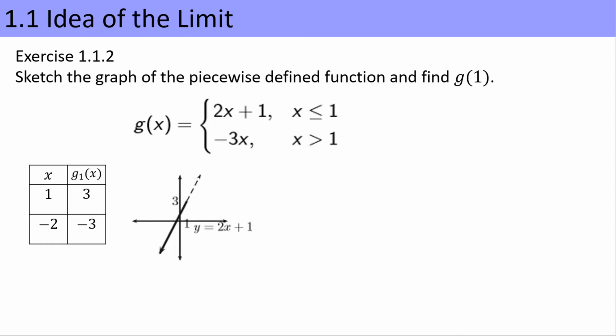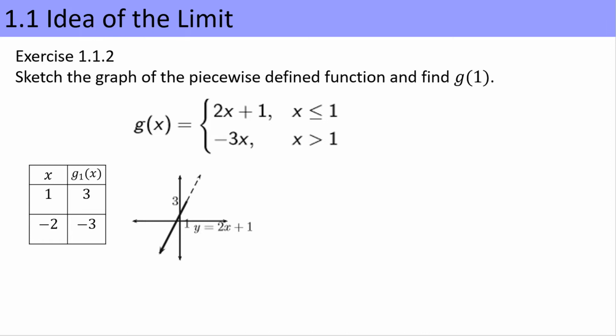Let's plot the ordered pair negative 2, negative 3 on the xy plane, and also the ordered pair 1, 3 on the xy plane. Connect those 2 points, and we observe that we get an increasing line that begins in the third quadrant, intersects the negative y-axis, while it is increasing, intersects the positive x-axis, and continues to increase. We will use a dashed line for the part that's on the right side of x equals 1, as this piece is defined only for x equal to or less than 1.